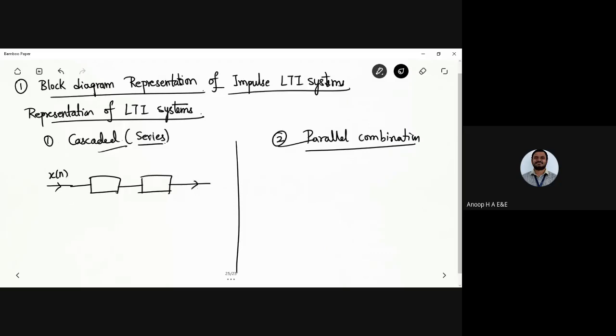So let me take two subsystems, that is H1 of n and H2 of n. Whatever I'm doing is for the discrete time system. The same representation holds good for both the discrete domain as well as the continuous time domain. So now the parallel one. The parallel one, H1 of n, this one is H2 of n. So I have a block which is to be introduced here.